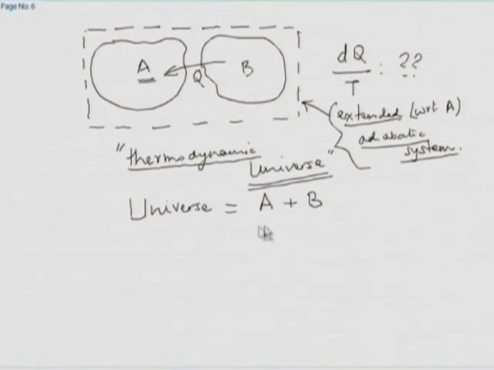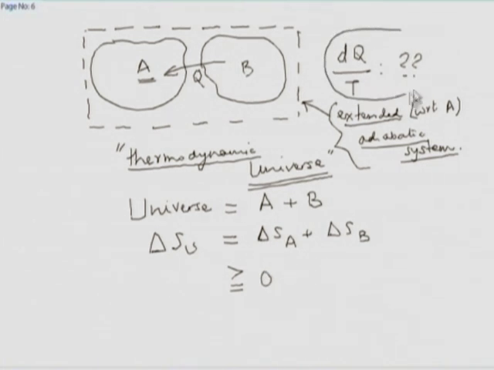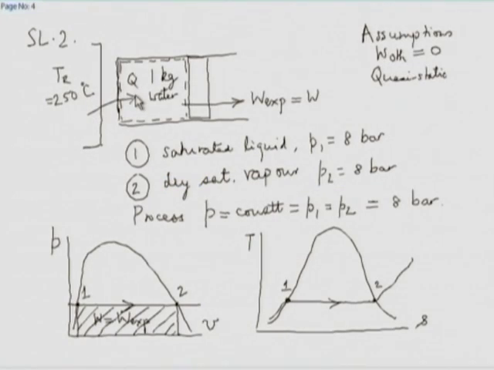And because A and B is an adiabatic system, delta S universe, which is delta S A plus delta S B, will now have to be greater than or equal to 0. That way we can check whether the second law is satisfied or not without the need for evaluating dQ by T.